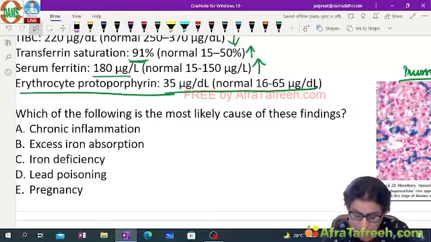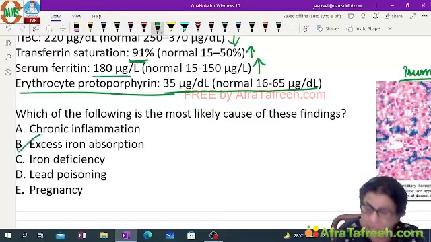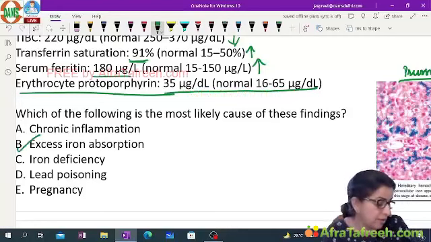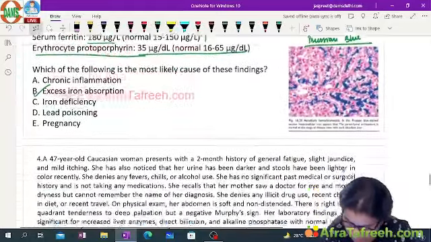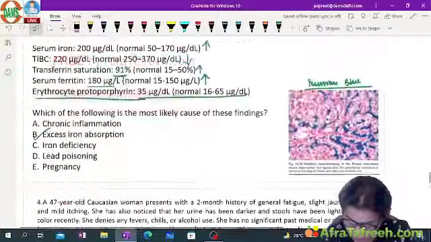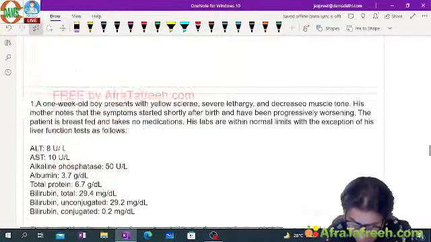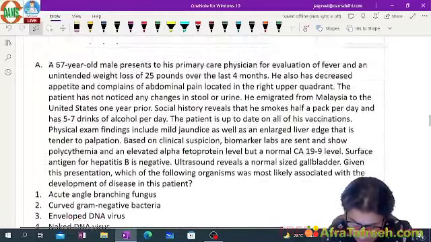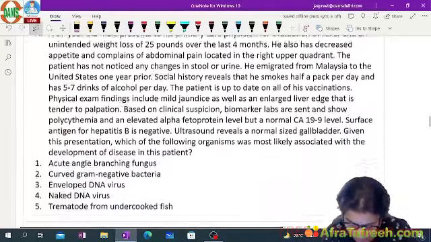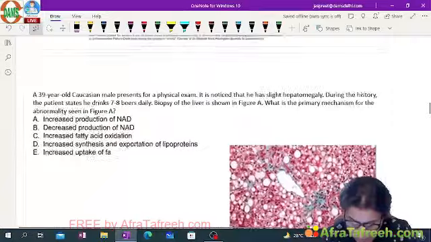Yes, absolutely correct. All of you have got it correct. The answer is excess iron absorption. Okay, we'll see this question later. Now look at this question.